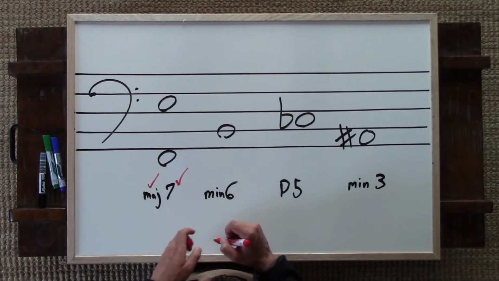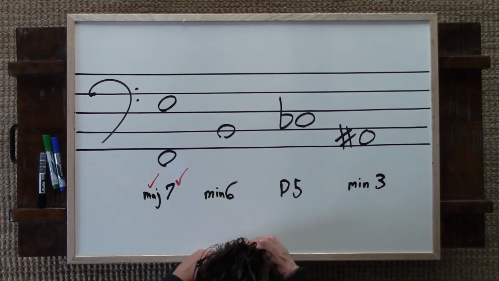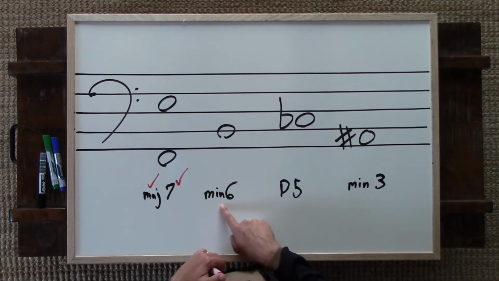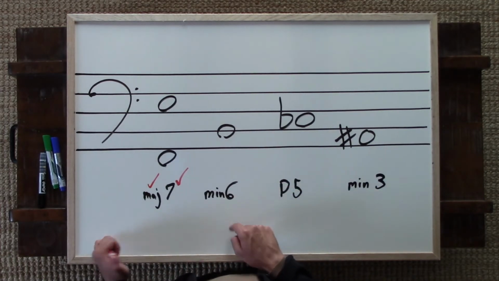So we did the distance and we did the quality. Easy. Alright, let's go to the next question. We have a B down here, and the label says minor 6th.